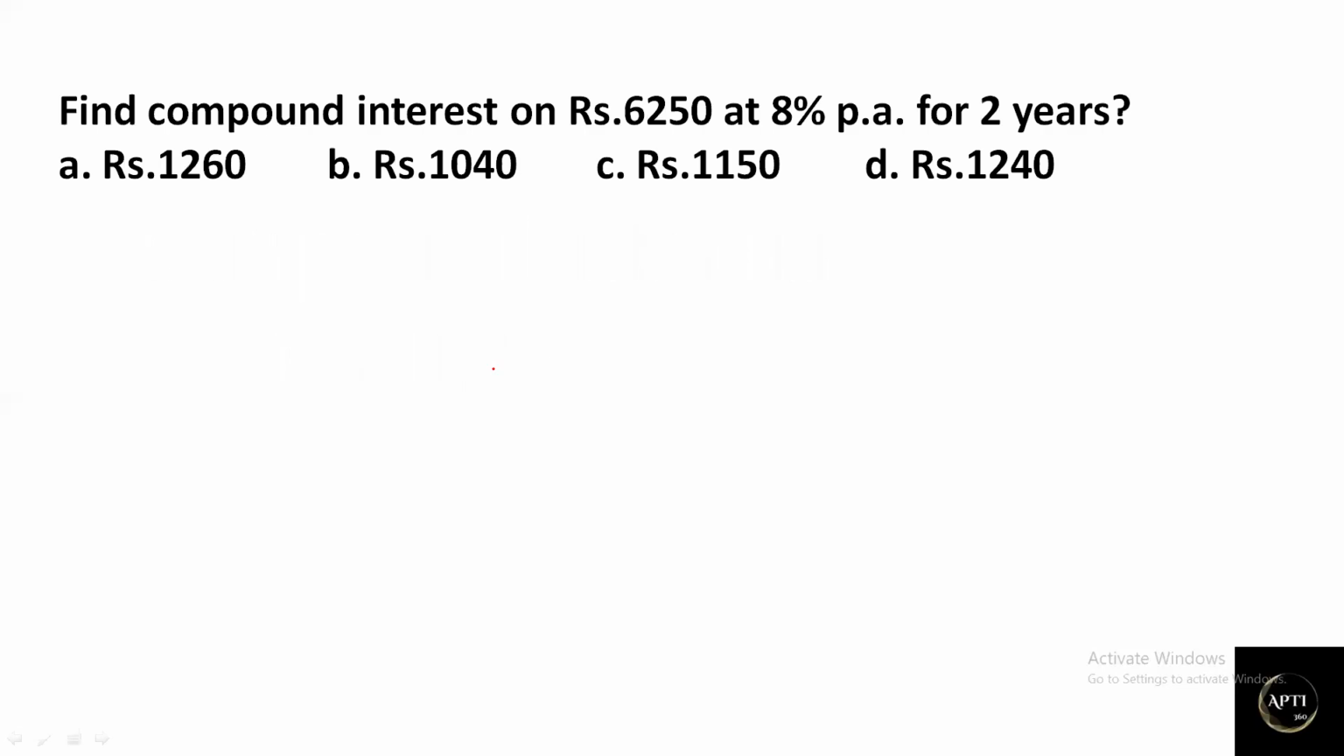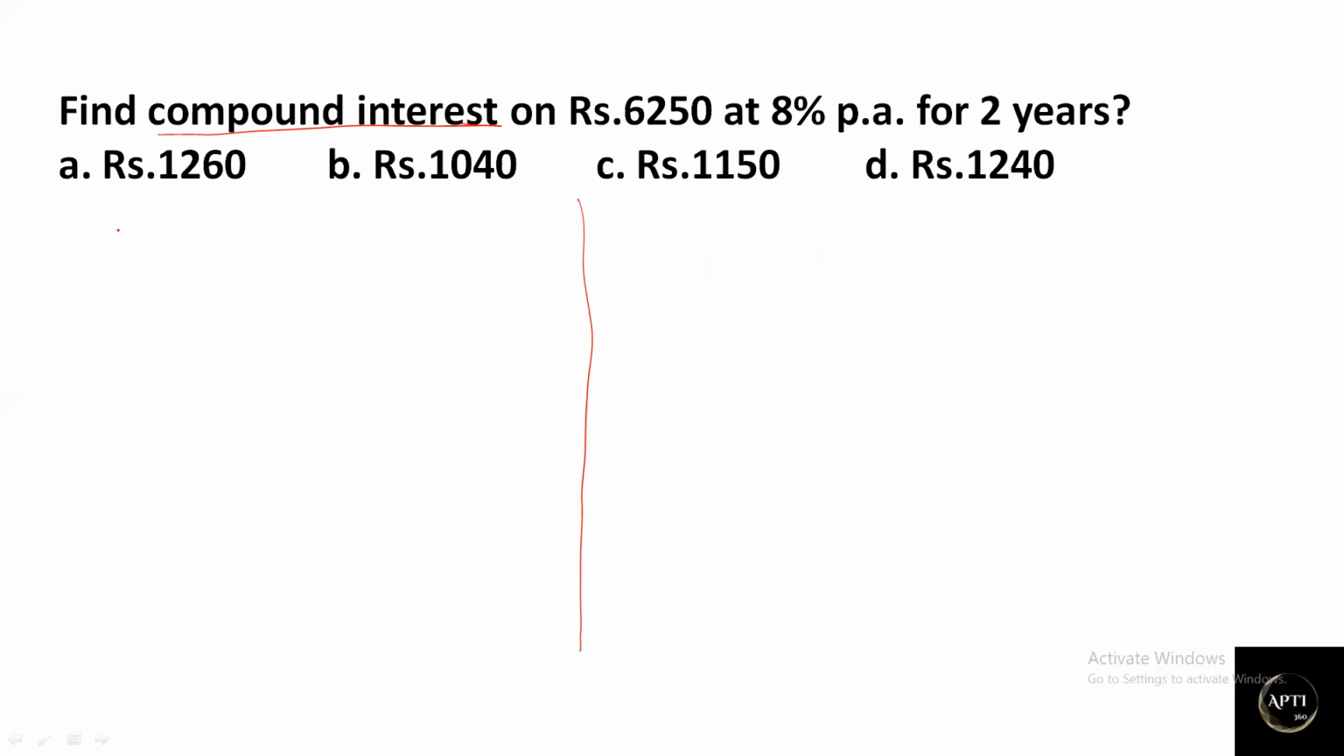Find compound interest on 6,250 rupees at 8% per annum for 2 years. Here, if you observe, we need to find compound interest. Let me teach you, as this was the first question, we'll try to solve it in two different ways. You can understand which method will be better and which will save your time.